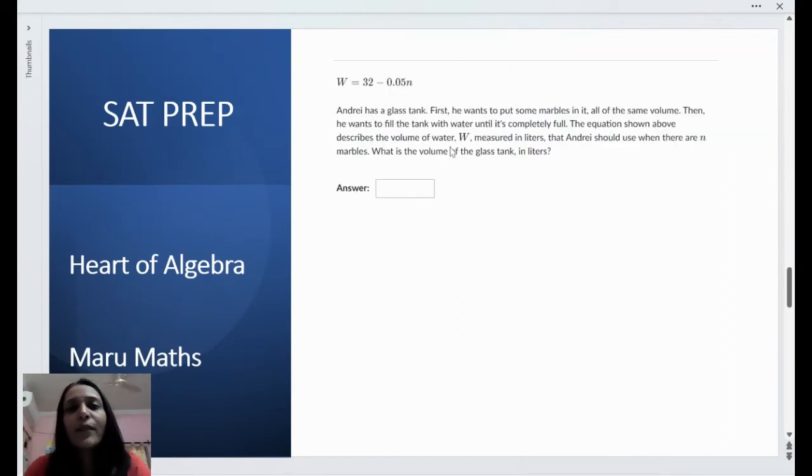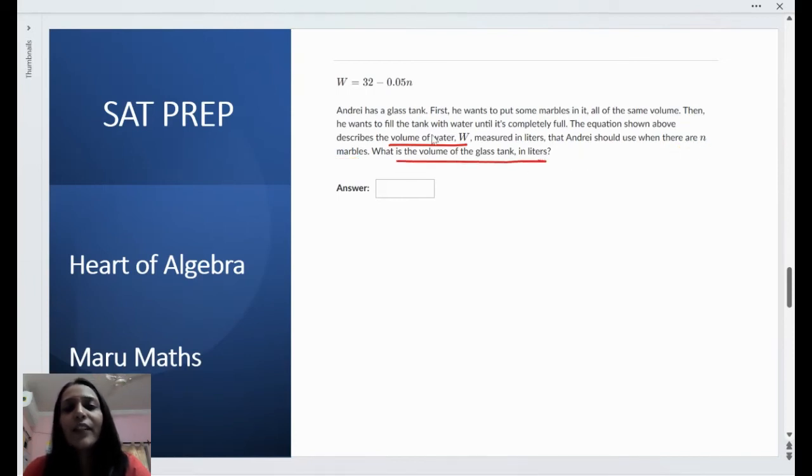Let's move to the next question now. Andre has a glass tank. First, he wants to put some marbles in it, all of the same volume. Then, he wants to fill the tank with water until it's completely full. The equation shown describes the volume of the water when there are n marbles. So what is the volume of the tank, basically?